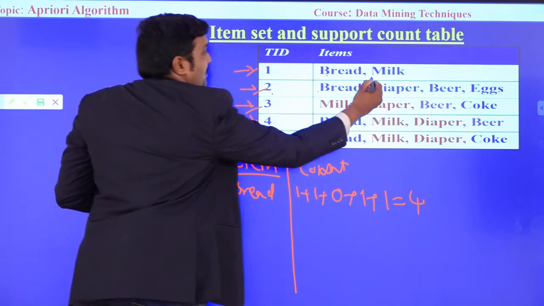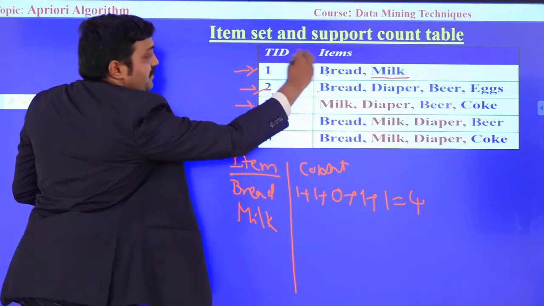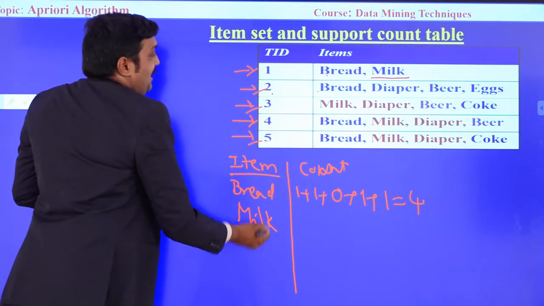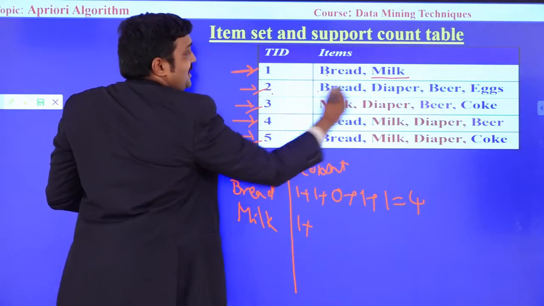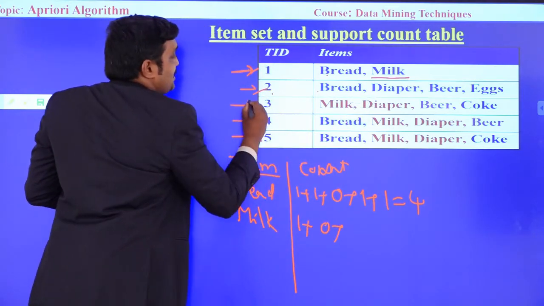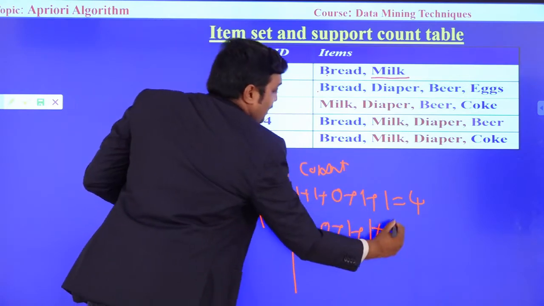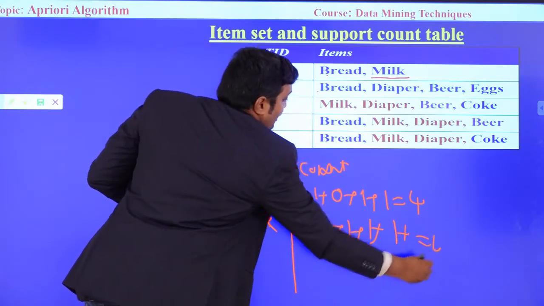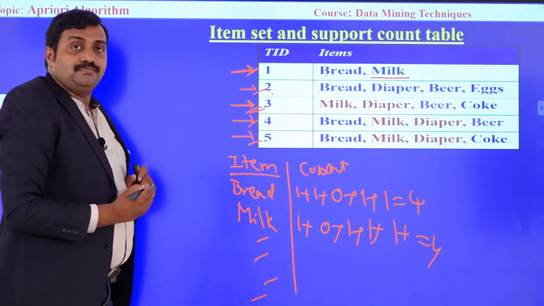Now, what is the second item in transaction 1? Milk. Bread is completed; I have scanned the entire bread. Now, milk. Milk occurs in transaction 1 time. Second transaction, no milk. Third transaction, milk occurred. Fourth transaction, milk. Fifth transaction, milk. The total is 4. Like that, I am going to complete all the items.